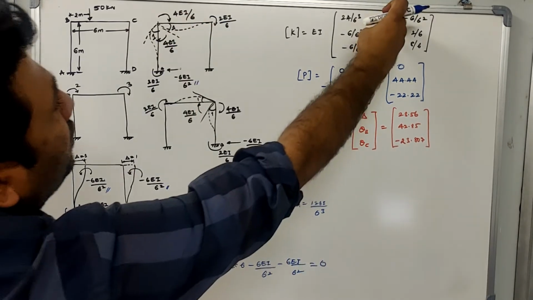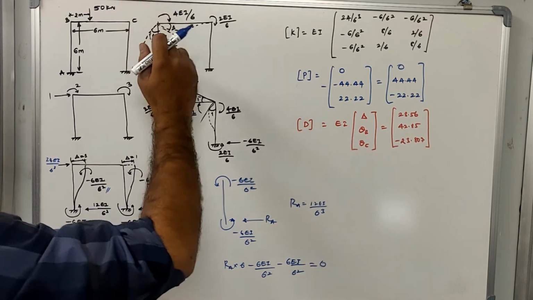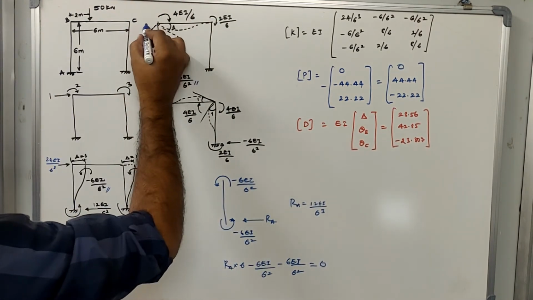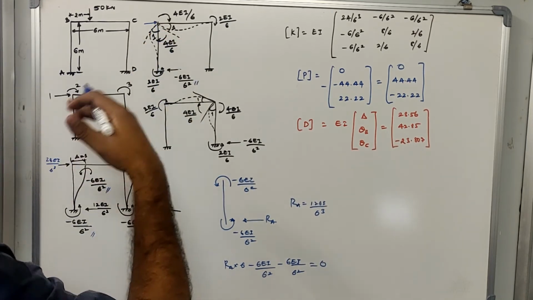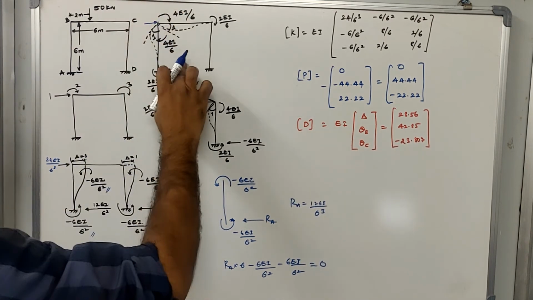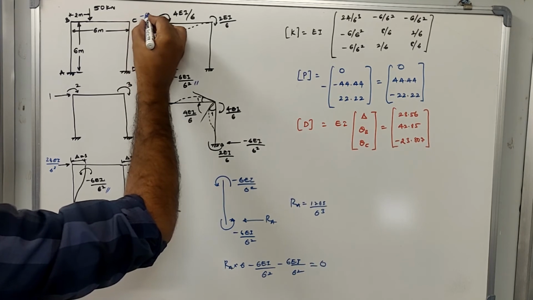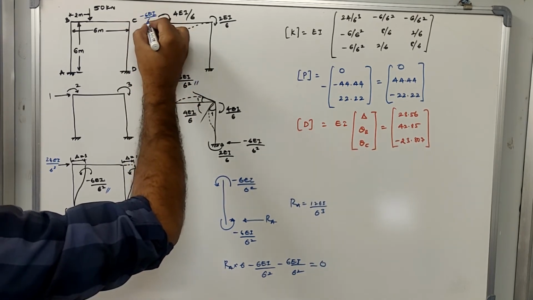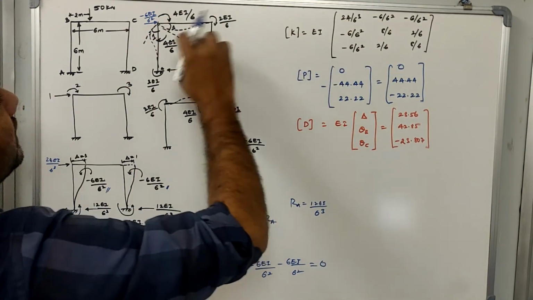Okay, to solve the second column, you apply the unit rotation at the second coordinate and determine all the moments and forces. Now let us determine how much is the force that is generated because of application of unit rotation at this point. Whatever the reaction that you get here will be the same force that is generated over here, which is equal to minus 6 EI divided by 6 square.